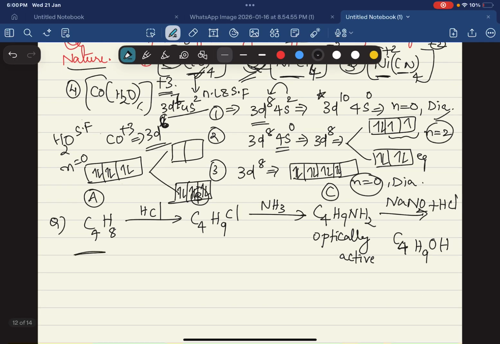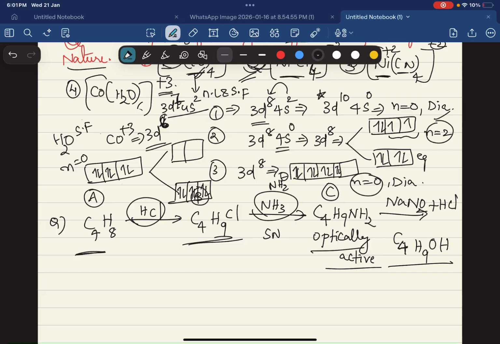Coming to the next, C4H8 over HCl, we just added. So that means A might be an alkyl chloride. After that NH3, so a substitution SN reaction happened here. NH2 minus replaces Cl minus and we get amines. This is optically active, which means it contains a chiral carbon. And after that NaNO2 and HCl gives alcohol through a carbocation intermediate. This we have also discussed multiple times in the videos. If anyone wants to watch, you can watch the complete video, students.